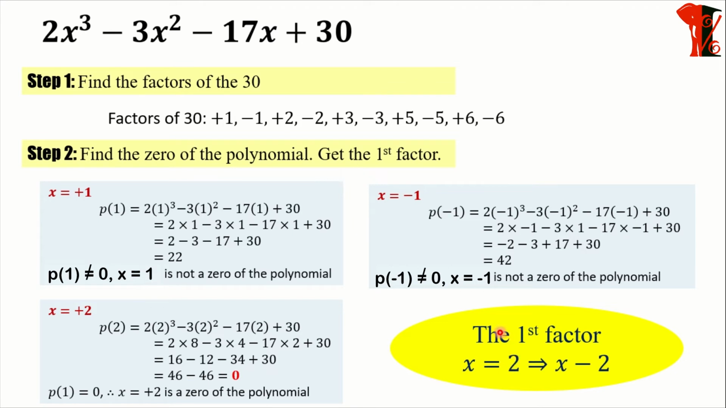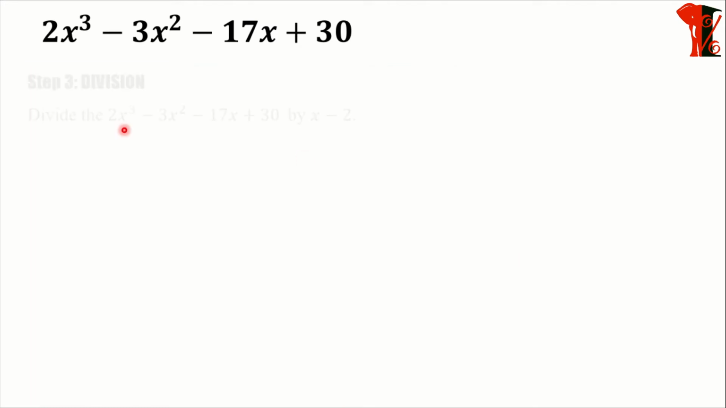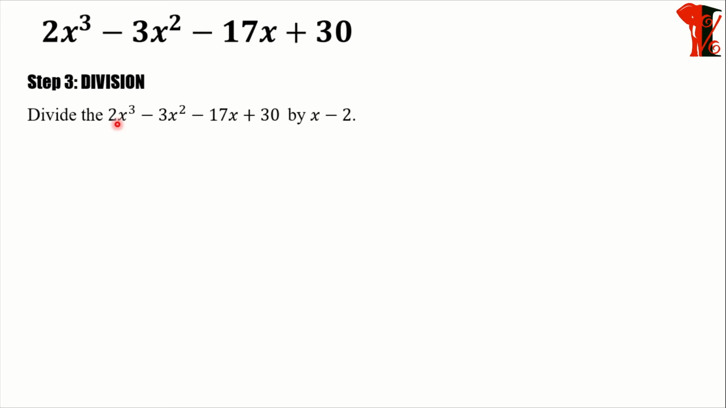Now transpose 2 to the other side. When you transpose 2 to the left hand side, it becomes x minus 2. So x minus 2 is going to be our first factor. Now the second step is over. Let us move on to the third step. What is third step? Third step is division. It's the most important step also.